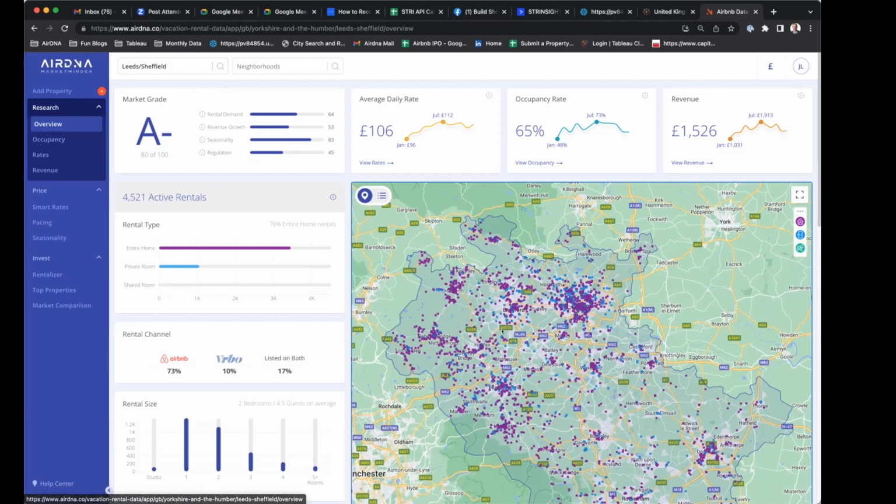Yeah. So to start with, when I think about the UK, it's one of the countries with our largest subscriber base.